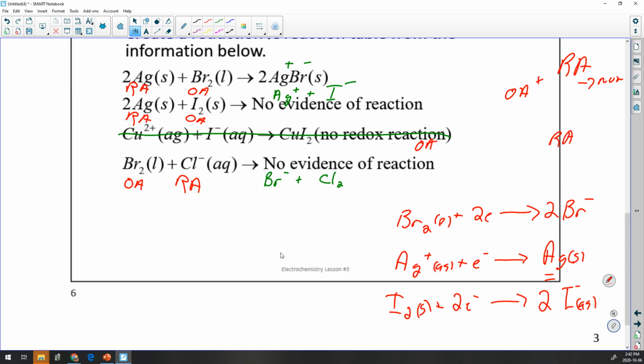Now, as I said, I did run out of room. Again, we have no evidence of reaction. So our chloride reducing agent must be on a line above the bromine oxidizing agent. And there is another half reaction table that we have. And what we've done is we've taken all these.